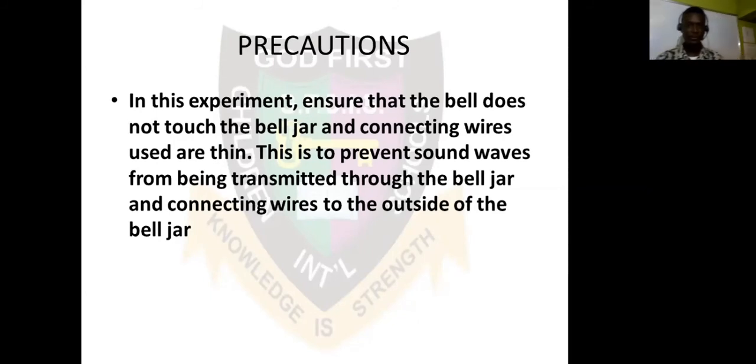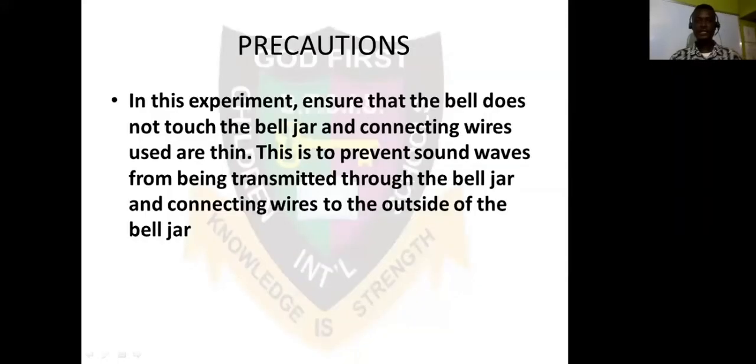The bell should not touch the bell jar. That is number one. If you are going to perform this experiment in your laboratory, in school, the connecting wires are thin. The reason is to prevent sound waves from being transmitted through the bell jar. If the bell itself is touching the bell jar, then even though you've sucked out all the air, the sound will still be transmitted. Like we were saying before, the precaution for this experiment is to ensure that the bell does not touch the bell jar.